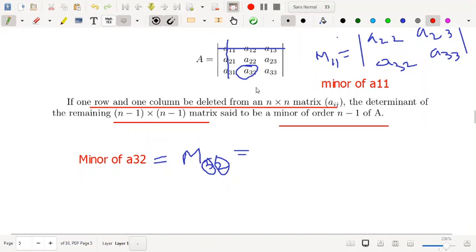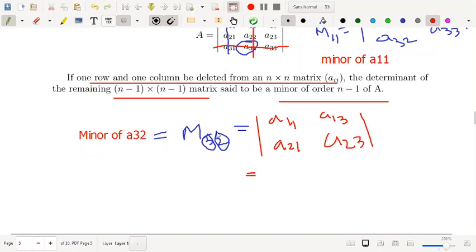So let me delete the third row and second column. You are left with A11, A21, A13 and A23, right? This is your minor and you can calculate its value. The minor is A11 A23 minus A13 A21. Clear? I hope this is clear to you.